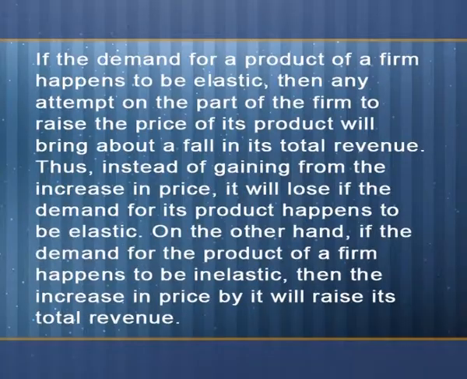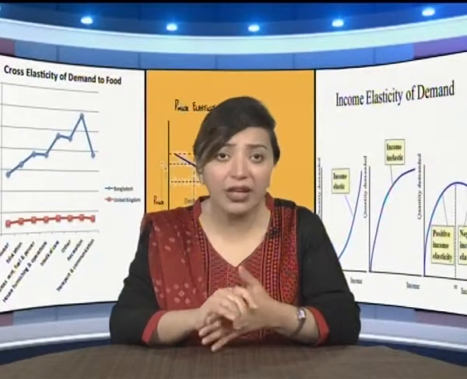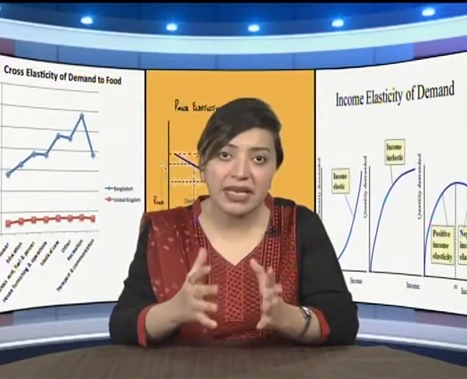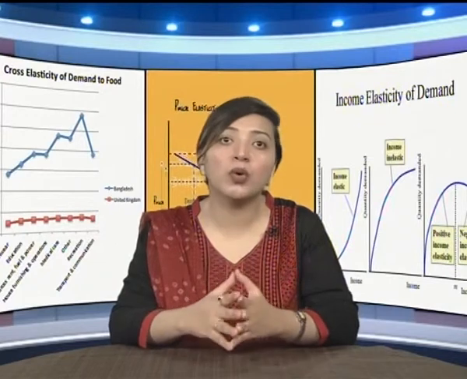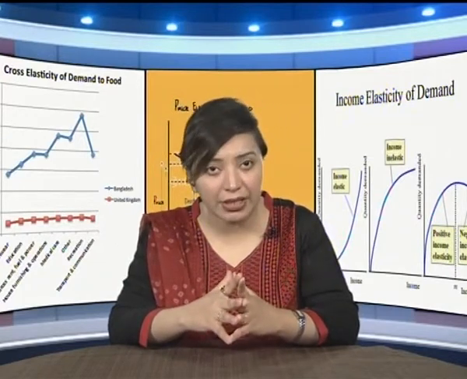If the demand for a product of a firm happens to be elastic, then any attempt on the part of the firm to raise the price of its product will bring about a fall in its total revenue. Thus, instead of gaining from the increase in the price, it will lose if the demand for its product happens to be elastic. On the other hand, if the demand for the product of a firm happens to be inelastic, then the increase in price by it will raise its total revenue. Therefore, for fixing a profit maximizing price, the firm cannot ignore the price elasticity of demand for its product.